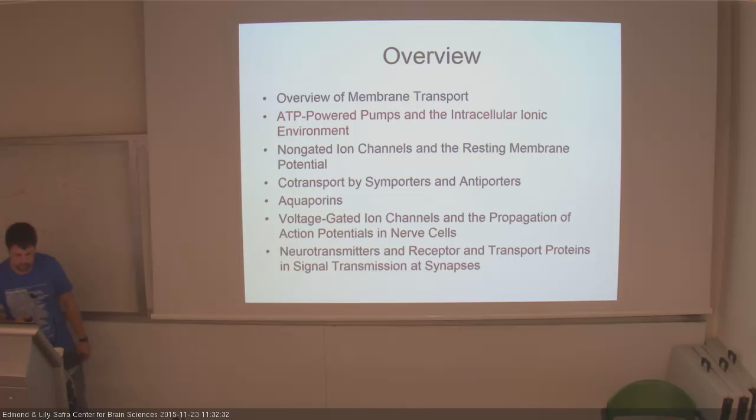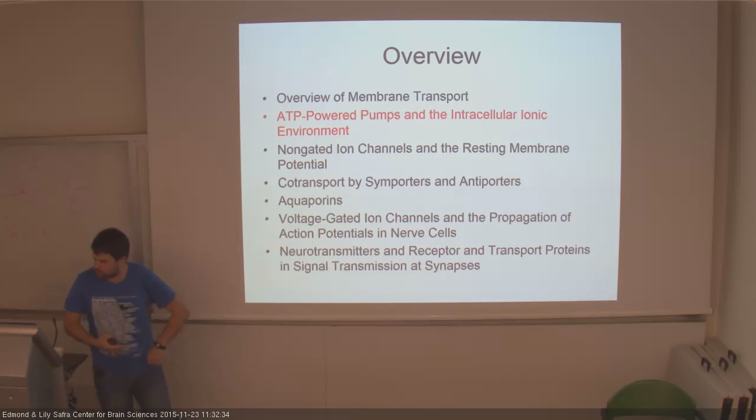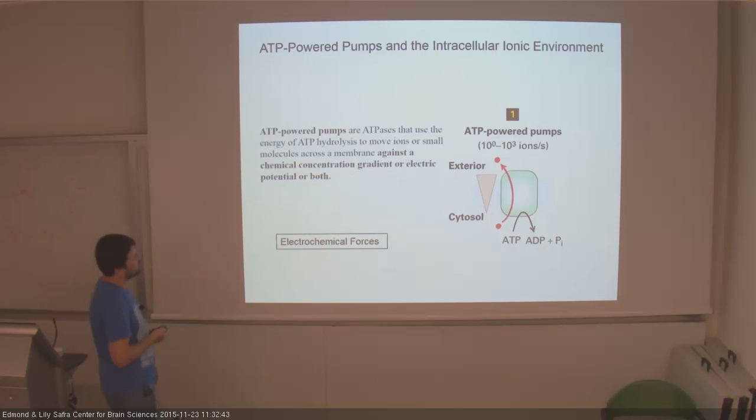Okay. So the first transporter that we're going to talk about is an ATP-powered pump and its effect on the intracellular ionic environment. ATP-powered pumps are ATPases, first of all. ATPases hydrolyze ATP, and they use this energy to move ions or small molecules across the cell membrane against, and that's important, against a chemical concentration gradient or electrical potential or both.